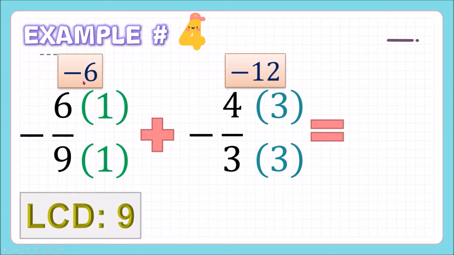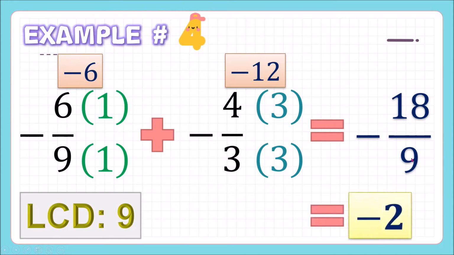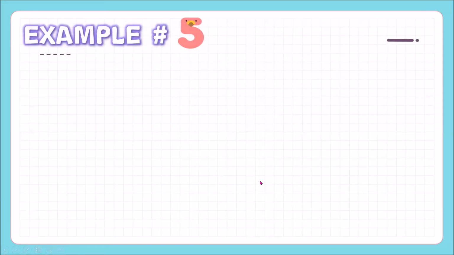So simplify this. Negative 6 plus negative 12, so they have the same sign, so just add and then copy the same sign. 6 plus 12 is 18, and then copy the same sign, negative. So we have negative 18 over 9. 18 over 9, so we have your lowest term. We divide it by 9. 18 divided by 9, we have 2, and then 9 divided by 9, we have 1. So our answer is negative 2 over 1, which is negative 2. So final answer.